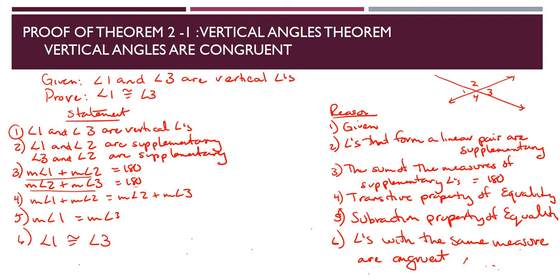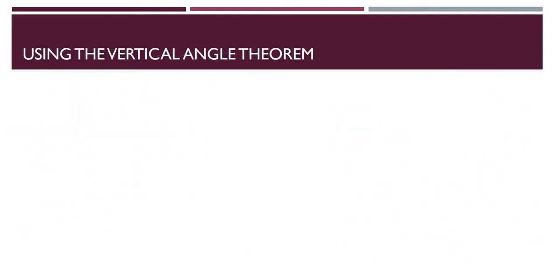So from this point forward, we can use the vertical angle theorem without having to prove it each time. Anytime we see angles that are vertical angles, meaning they have the same vertex and they're made up of opposite rays, we can know that they are equal to each other. So how useful is that?